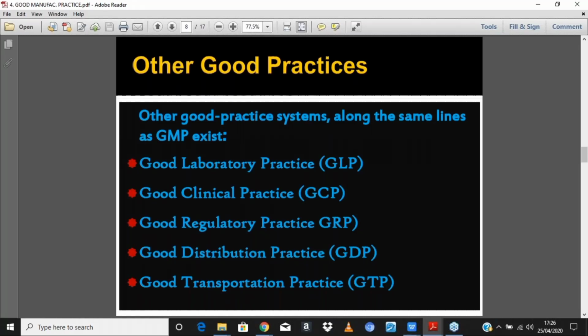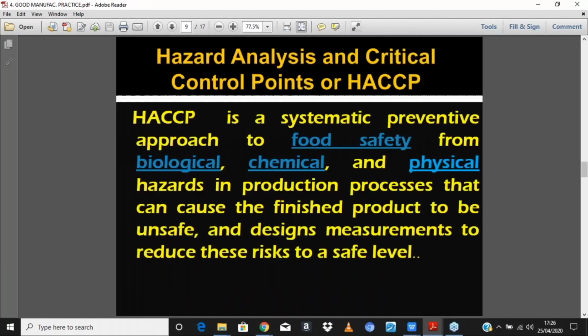We are running out of time. We have just about 15 minutes more. Now let's quickly look at HACCP. HACCP stands for Hazard Analysis and Critical Control Point.